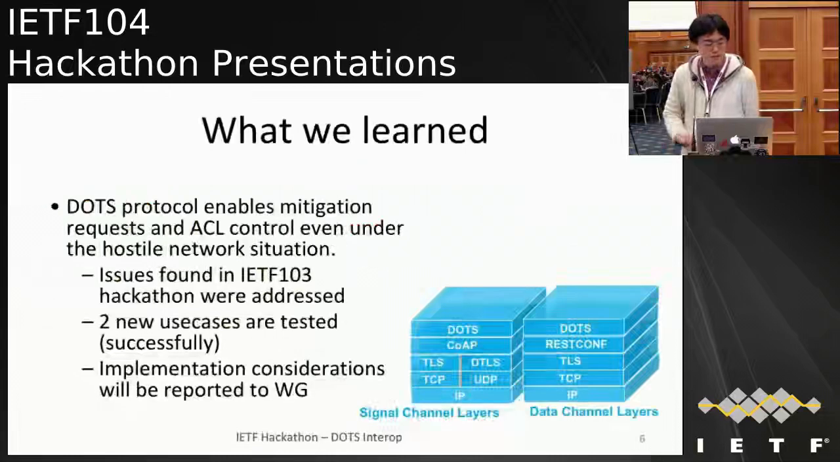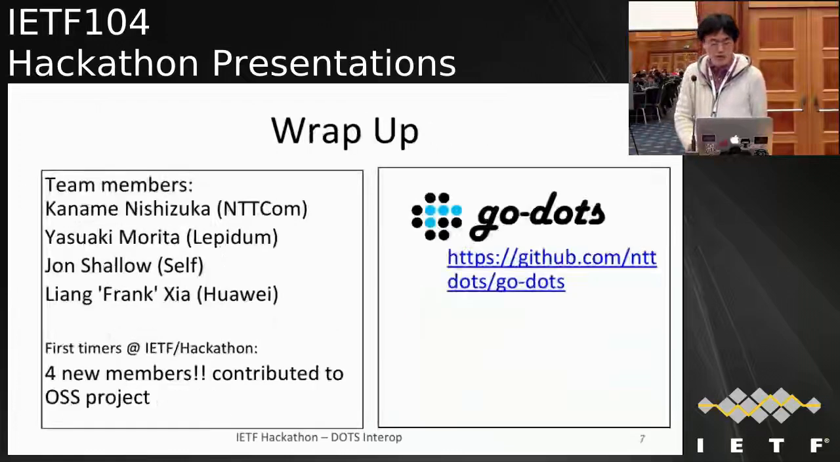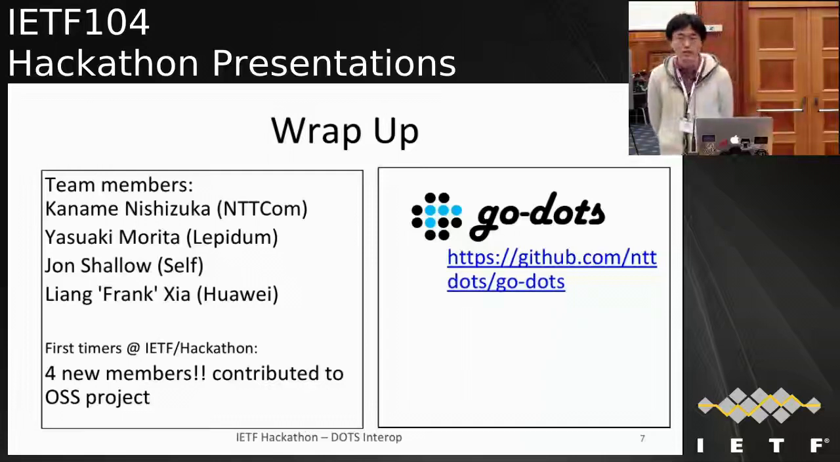Here's what we learned. The DOTS protocol enables mitigation requests and ACL control even under hostile network situations. Issues found in the IETF 103 hackathon were all addressed by the effort of working group members. Then we will feed back the implementation considerations to the working group. Here are the team members, and it is remarkable that we included 4 new members, and they contributed to the OSS project. Thank you so much.